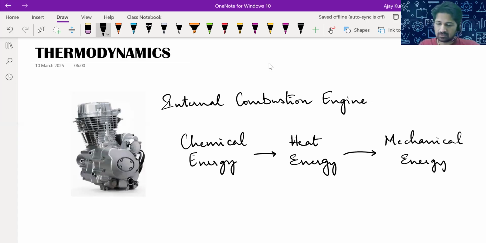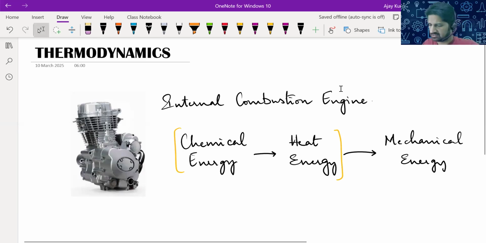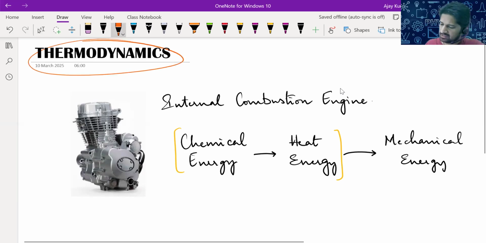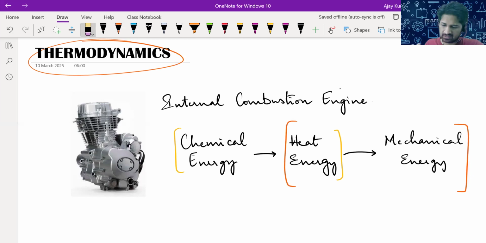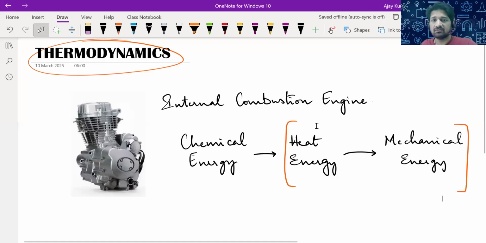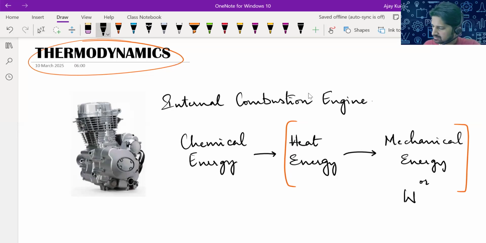Right. Now, conversion of chemical energy to heat energy that you will learn in chemistry. How much heat would be released in a chemical reaction, that you must have studied in chemistry for some reactions at least. Now, in thermodynamics, what you learn about is this part, how to convert heat to mechanical energy. That is a basic discussion that we have in thermodynamics. Okay? Conversion of heat to mechanical energy, or you can also say work.